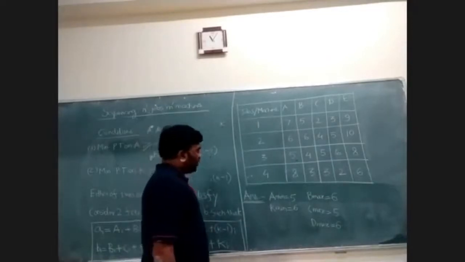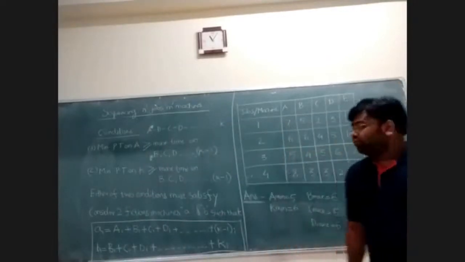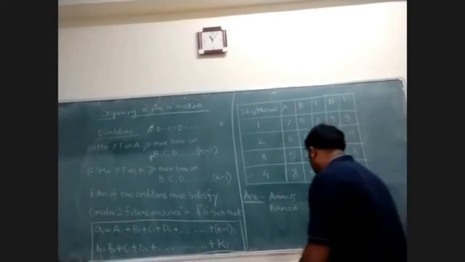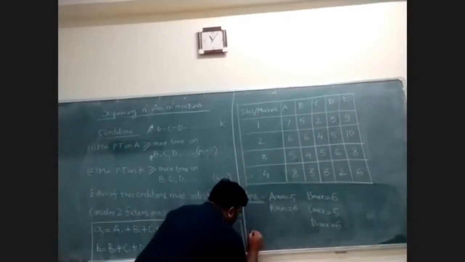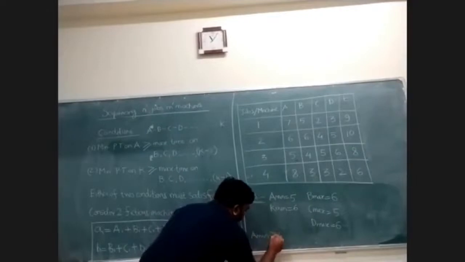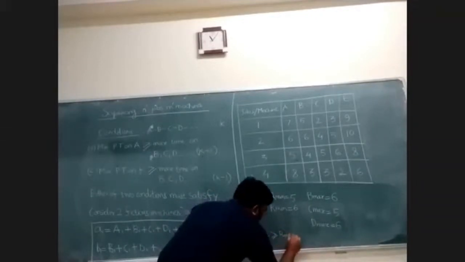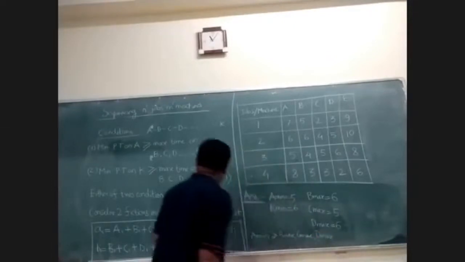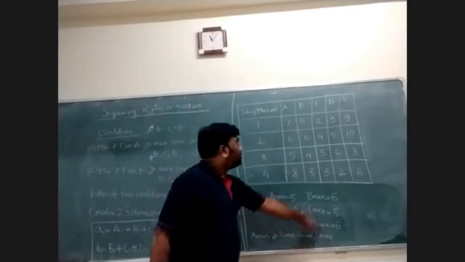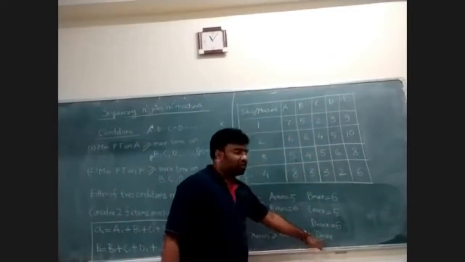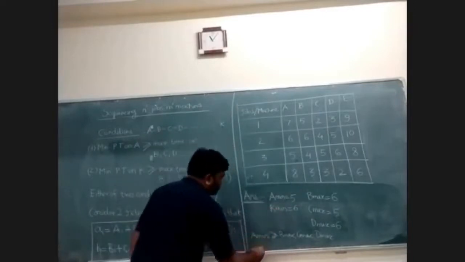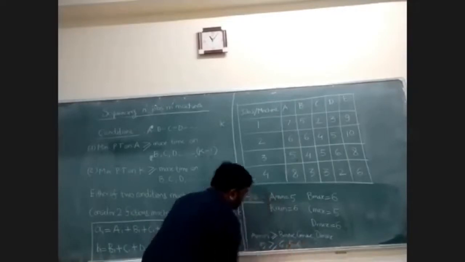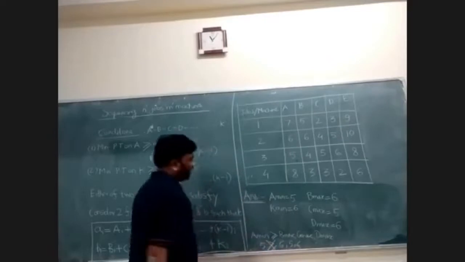Let's check with our first condition, that is, A minimum should be greater than or equal to B max, C max, and D max, the maximum of the machines up to K minus 1, the second last machine. Does the criterion get followed? We get the condition 5 greater than or equal to 6, 5, 6. So no, this condition is not getting satisfied.